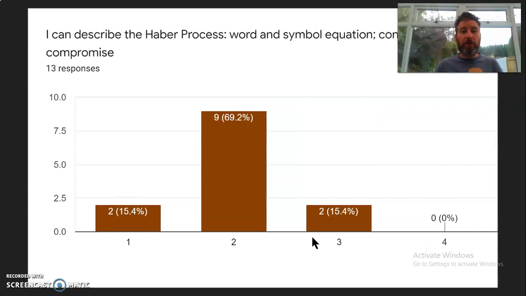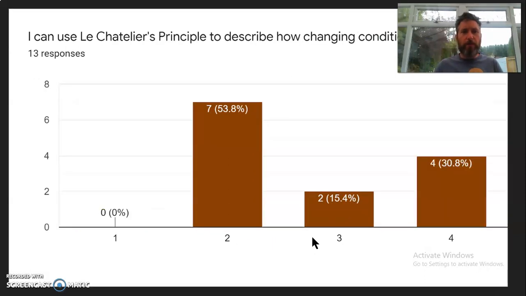Right, Haber process, you should be all over, and lo and behold you are. So, word and symbol equation, 450 Celsius, 200 atmospheres, iron catalyst, you should know. Le Chatelier's principle, I'll make that a rider. If you don't know this now, we haven't got time to go through it in this session, but please, please, please go back through your notes. This keeps rearing its ugly head. It's the second time we've met it.